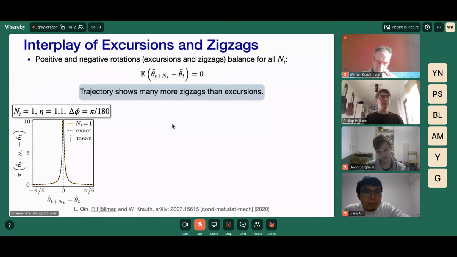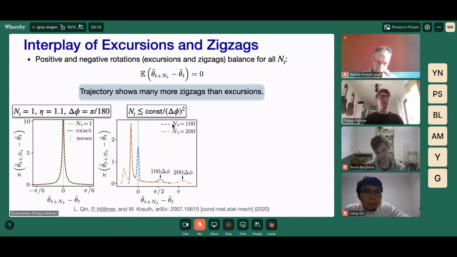However, now consider what happens if we increase the number of time steps to some higher, moderate value. So we now consider some number of time steps that is smaller than constant over delta phi squared, so not too high. This means that some of the trajectories that are started from some initial configuration are still on an excursion.